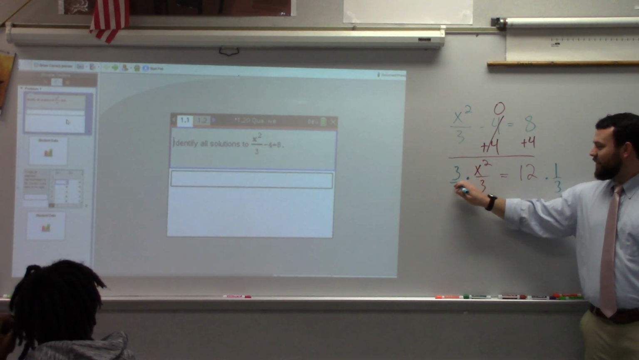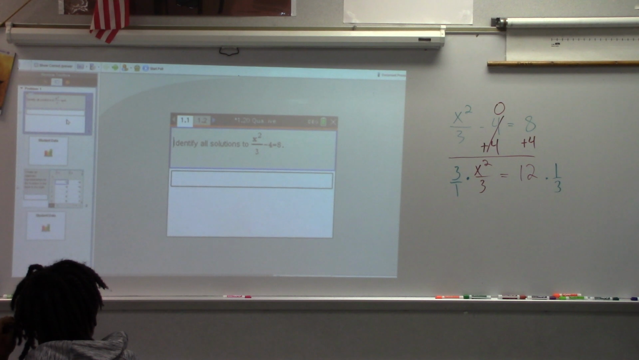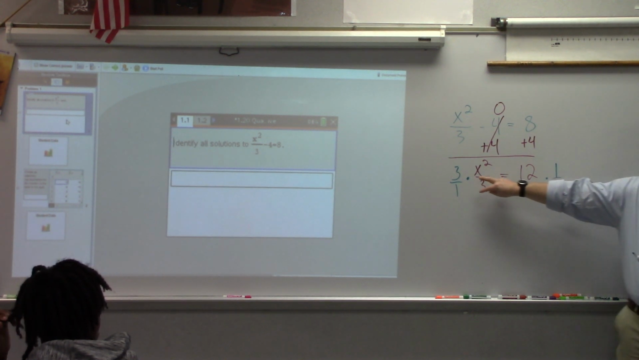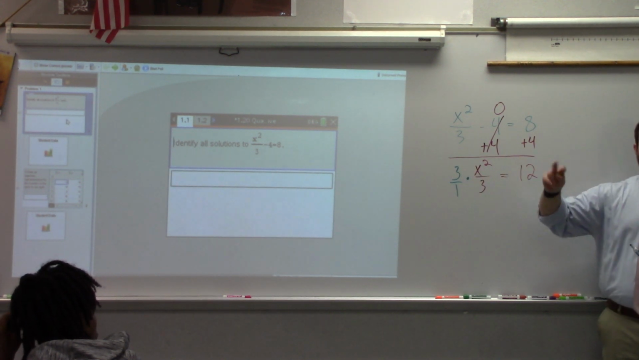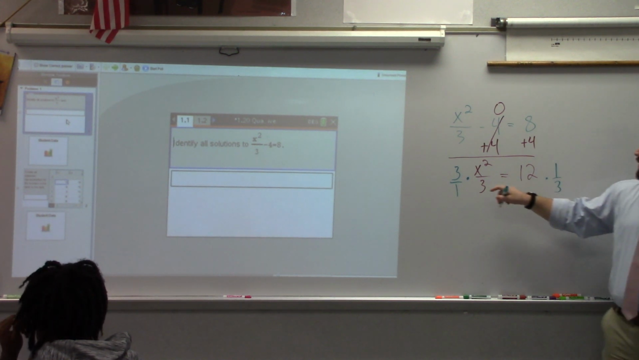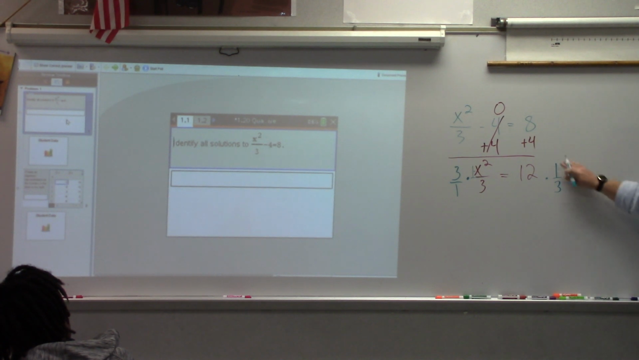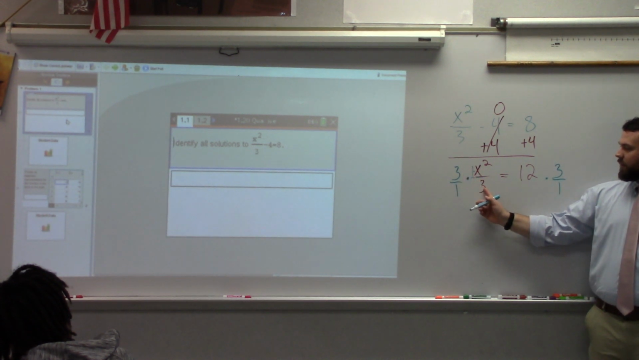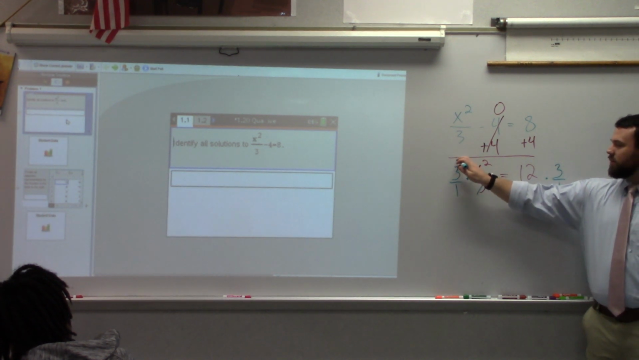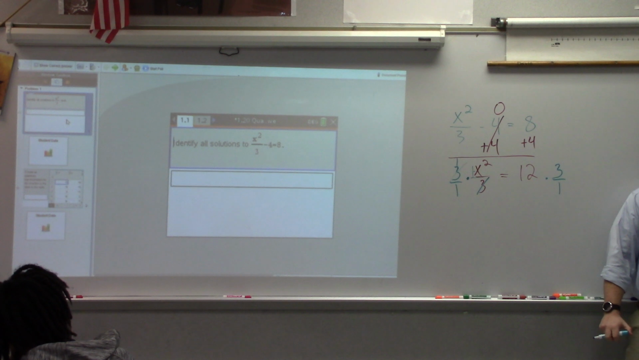Remember, we need the multiplicative inverse, which is also called the reciprocal, right? So that fraction's numerator and denominator switch, and it's understood when it's x squared divided by 3 to be 1 times x squared divided by 3. That changes things. Notice, what's 3 divided by 3? 1. Now I've created a 1.